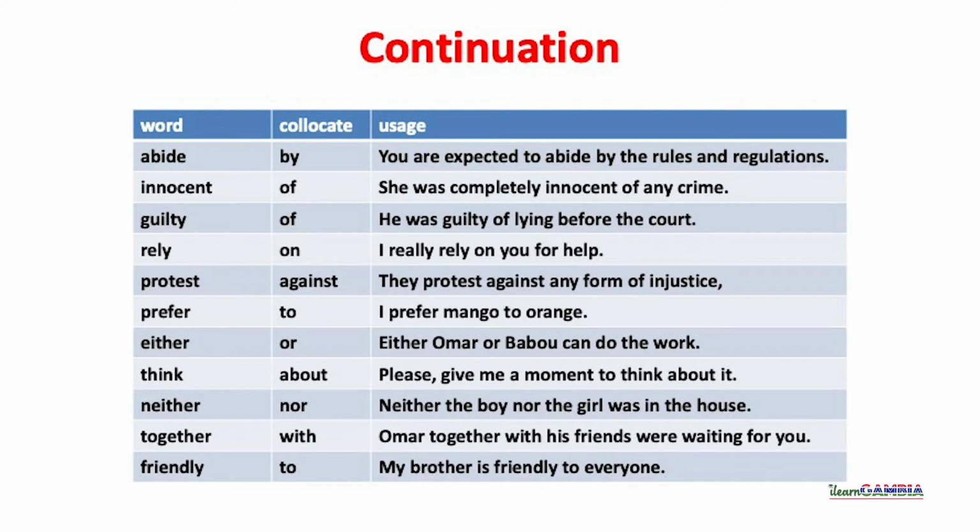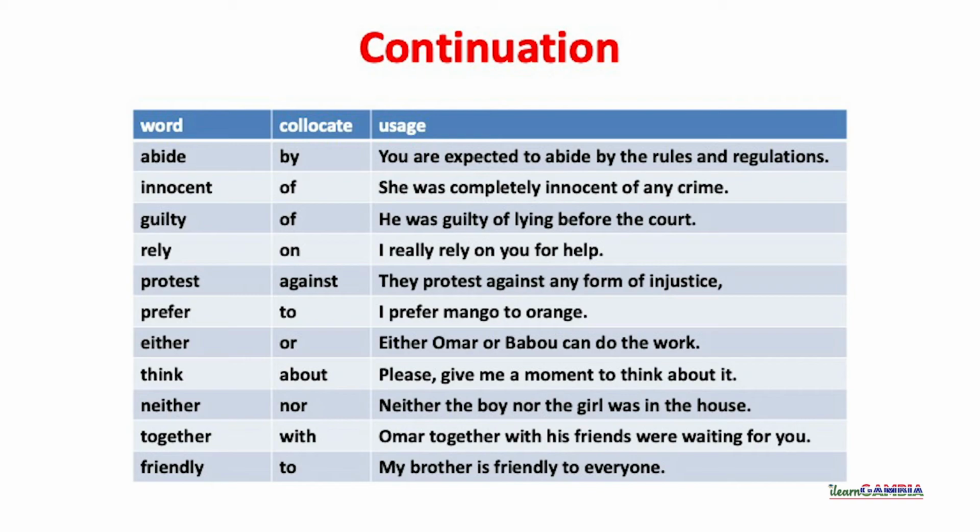Prefer to. I prefer mango to orange. Now take note of that. Many a time we use prefer plus than. Now the verb prefer does not collocate with than. Instead it collocates with to. You don't say I prefer mango than orange. Instead you say I prefer mango to orange, not than.